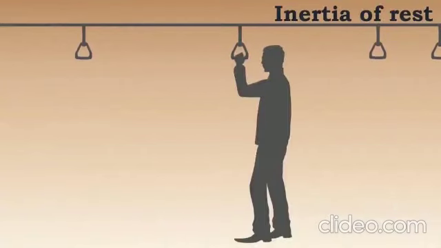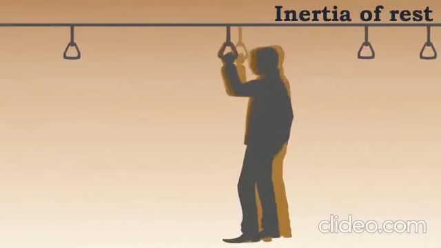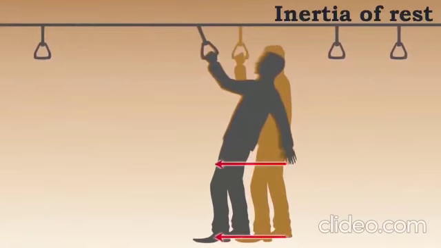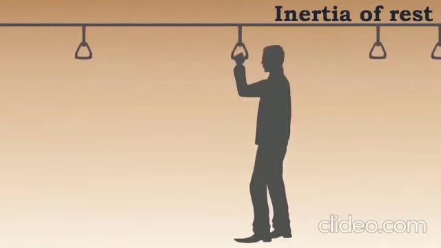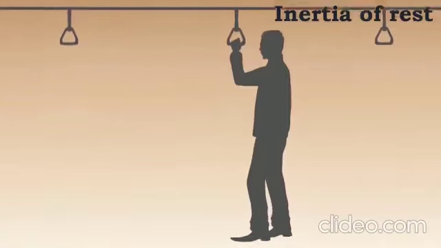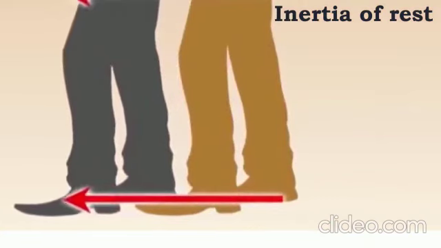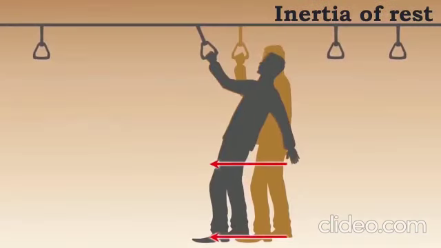A person standing in a bus falls backward when the bus suddenly starts moving forward. When the bus starts suddenly from rest, the lower part of the leg sticks with the bus, so it goes forward with the motion of the bus, while the upper part tries to remain at rest due to inertia of rest.